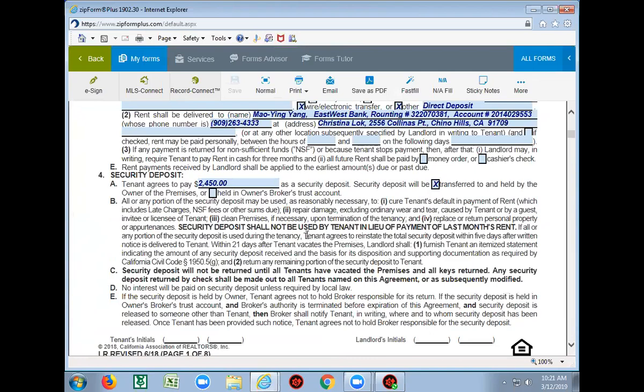The landlord shall reinstate the total security deposit within 5 days after written notice delivered to the tenant. Within 21 days after tenant vacates the premises, landlord shall furnish the tenant an itemized statement indicating the amount of any security deposit received and the basis for its disposition, with supporting documents as required. That means whatever money you spend, you have to keep the receipt and give a copy to the tenant. Otherwise, too bad. If you don't want to charge the tenant, that's fine. It's your choice, landlord.